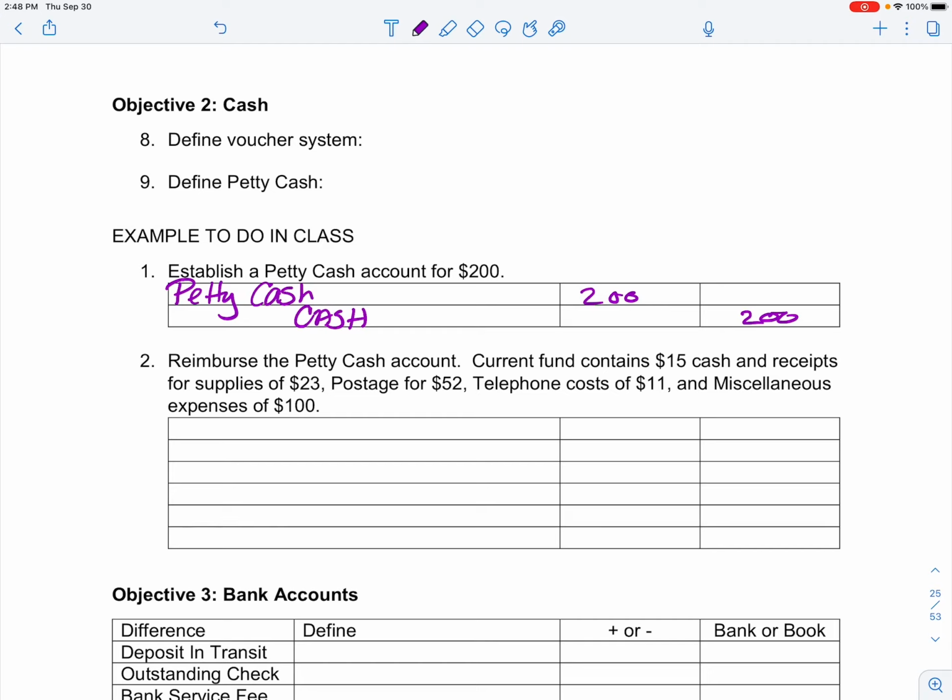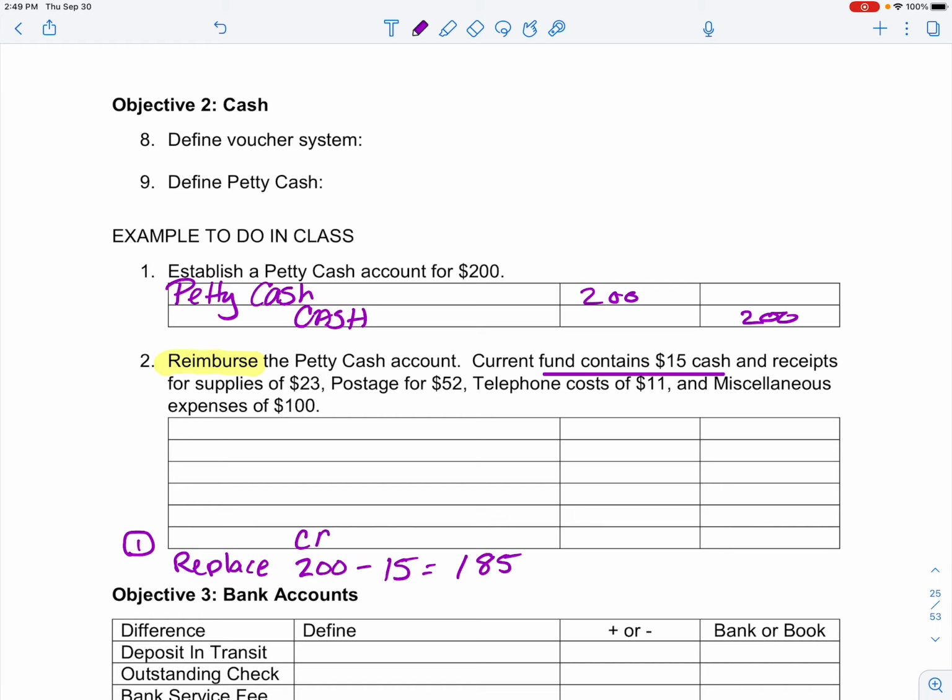So at the end of the month, when we want to reimburse the petty cash, the first thing you want to do is determine how much cash I have to replace. To replace the cash, I'm going to look at what I started with and subtract how much I currently have. This tells me that the current fund contains $15 cash. So at the end of the month, I have $15 left. That means I need to replace $185.